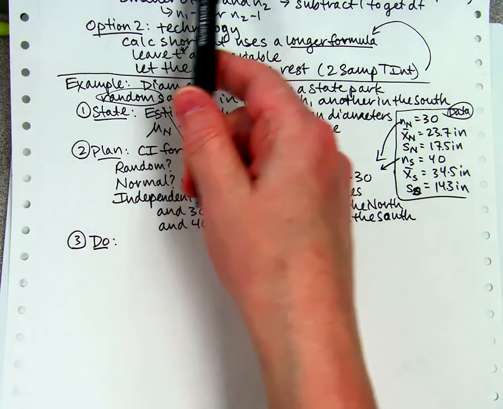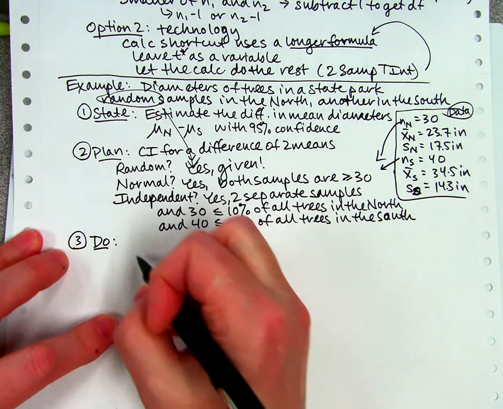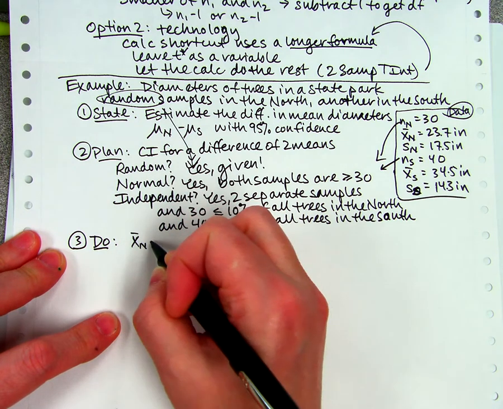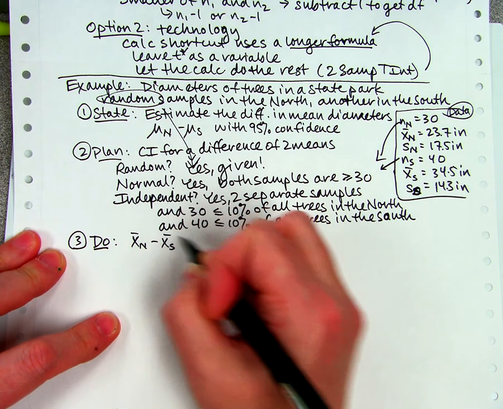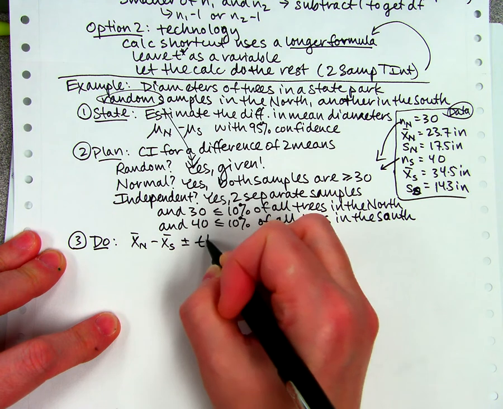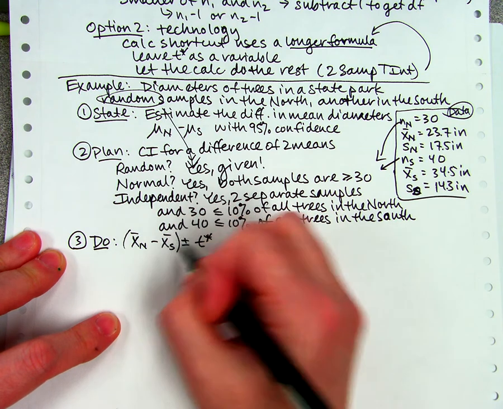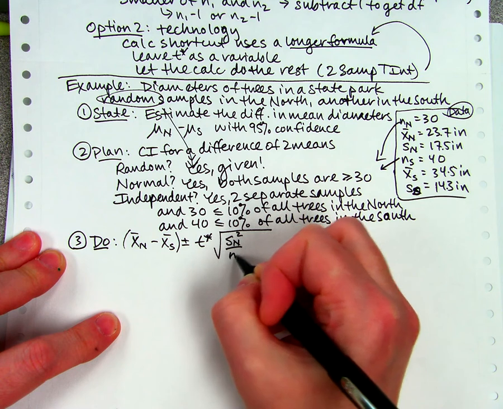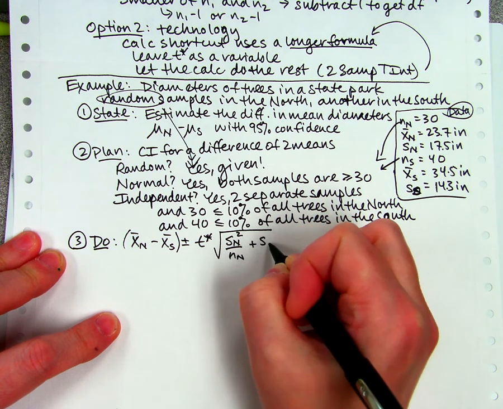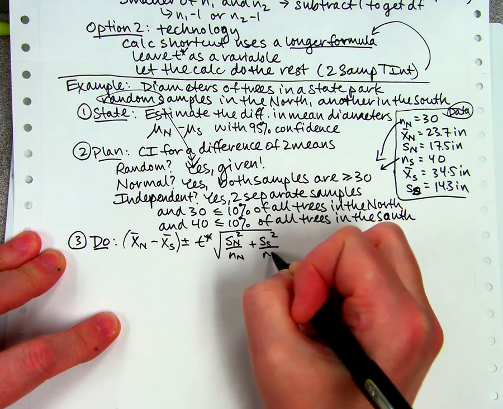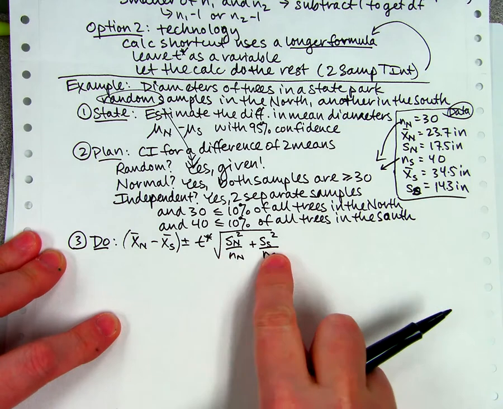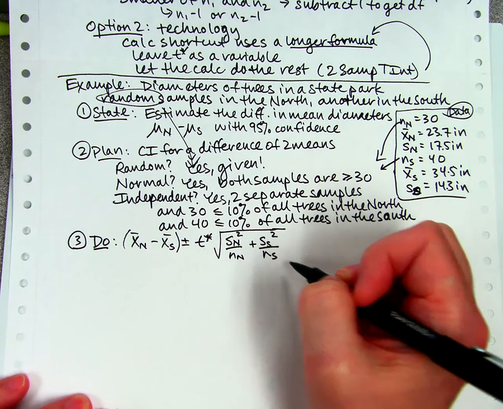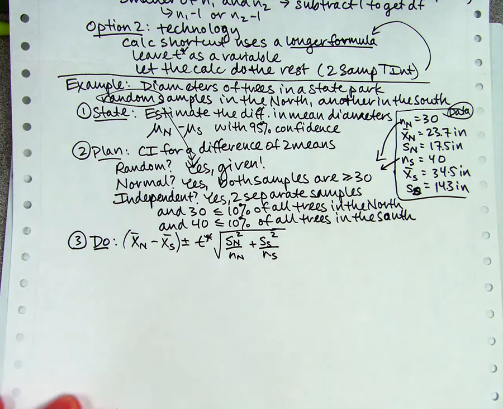I'm going to copy that formula from up above, but I'm going to put N's and S's on it, because if you can label them with something that helps you remember which is which, that is so much better. Plus or minus T star. The parentheses are optional. You can put them if you want to. And we have Sn squared over Nn plus S squared over Ns. So that's the 2 standard deviations for the north and the south, and then combined with the Pythagorean theorem, which is why we're squaring and adding them together.